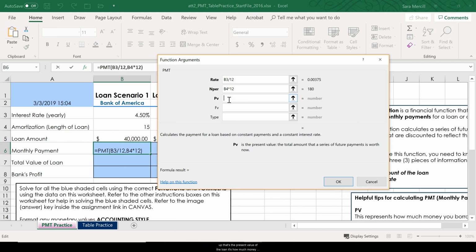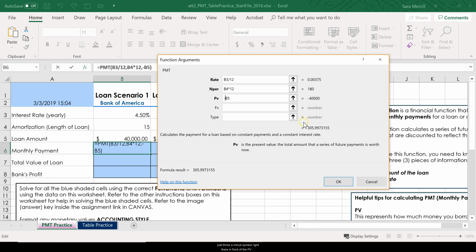The last one is PV. That's the easiest one to pick up. That's the present value of the loan. It's how much money you borrowed. We also know that the PMT function calculates a negative number because it's money owed. So I know I need to convert a negative number to a positive number, and I can multiply that by -1. So I can just throw a minus symbol right there in front of the PV.